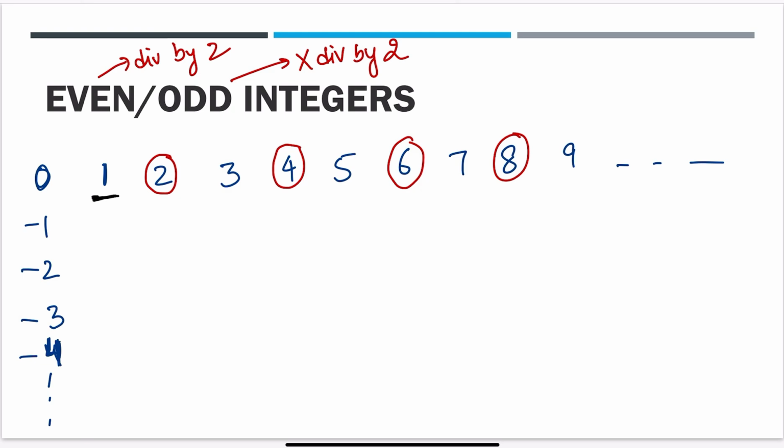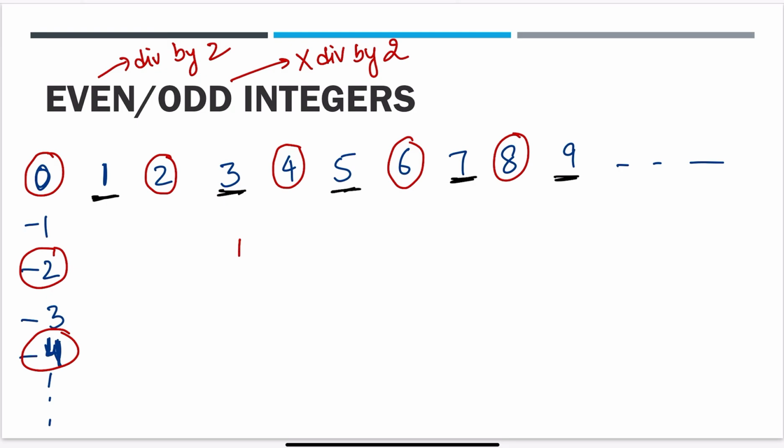And 1, 3, 5, 7, 9, which are not divisible by 2, are odd numbers, right? And if I go back, 0, minus 2, minus 4, minus 6, minus 8, all these are even integers, and minus 1, minus 3, minus 5, all these are odd integers. I hope this is clear.